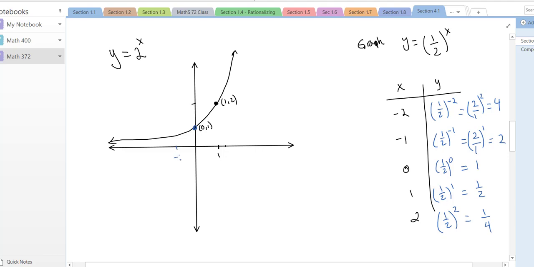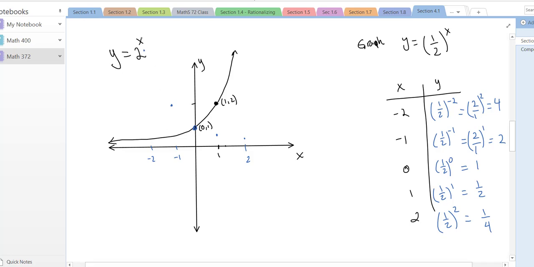But now let's look at -1 and -2. Notice that when x is -2, we're getting 4, and when x is -1, we're getting 2. So somewhere up there. And when x is 1, now you're getting 1/2. And when x is 2, we're going to be over here at 1/4. So notice that it's essentially a reflection about the y-axis of the 2 to the x graph.